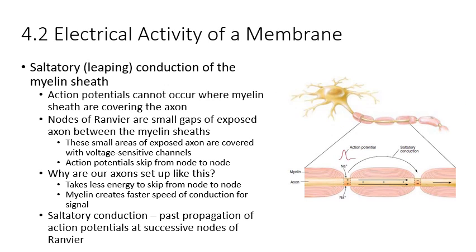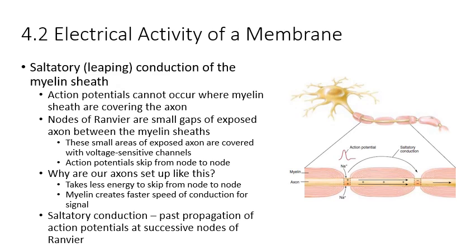So in human neurons, the myelinated axon, remember, the myelin sheaths are these fatty coverings that the glial cells put over the axon to help the signal move more quickly. So action potentials can't occur where the myelin sheaths are covering the axon, because they would be covering the receptors. So there are these little gaps between the myelin sheaths called the nodes of Ranvier.